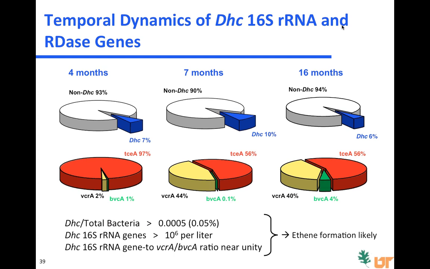Also, when you see D. helicoccoides 16S rRNA genes at abundances exceeding 10 to the 6 per liter, it's very likely that ethene is formed at chlorinated ethene contaminated sites. Also, if the D. helicoccoides 16S rRNA gene to VCRA and BVCA ratios are near unity, it's also very likely that you see ethene formation.